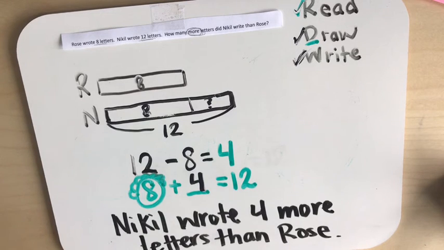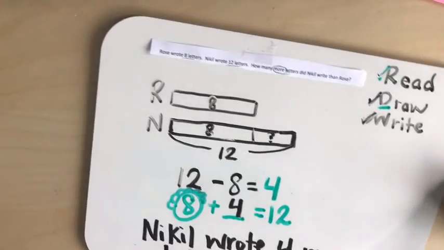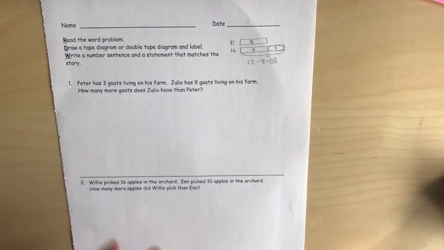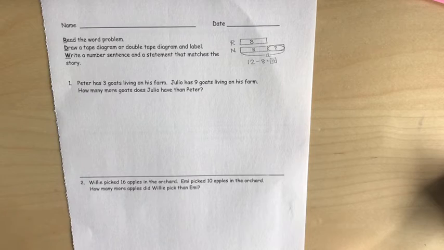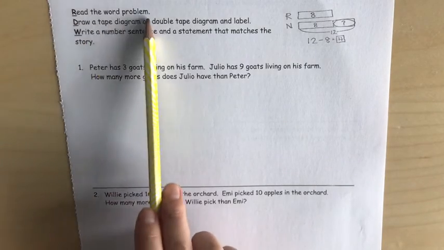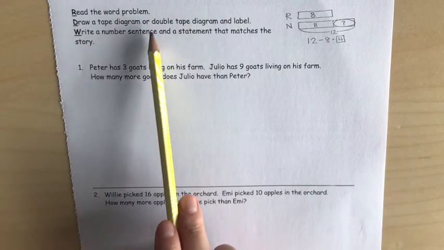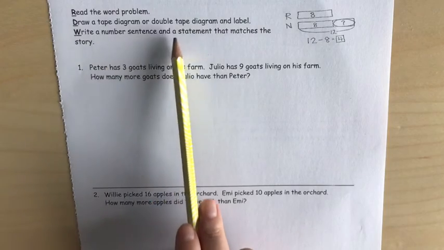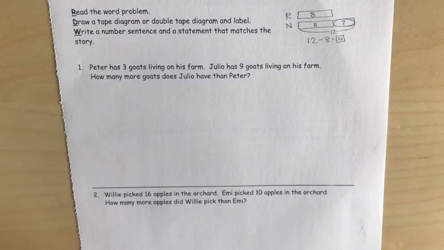Let's take a look at your problem set. You're going to have 4 questions that you need to do on your own. So this is your problem set. Let's read the directions together. I will read the questions to you, and then you're going to work on them by yourself. Read the problem, draw a tape diagram or double tape diagram, and label. Write a number sentence and a statement that matches the story.